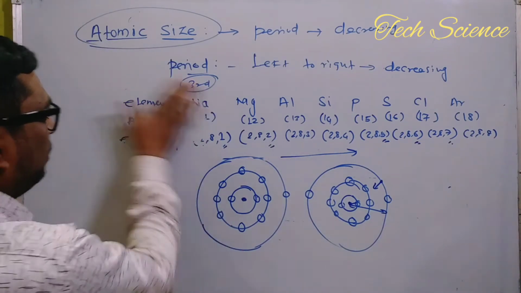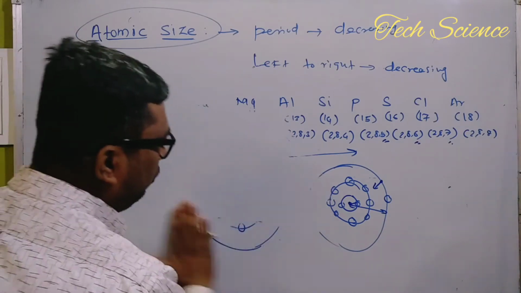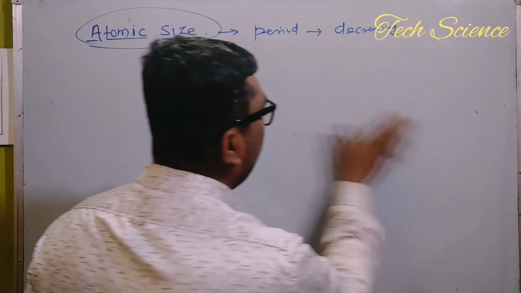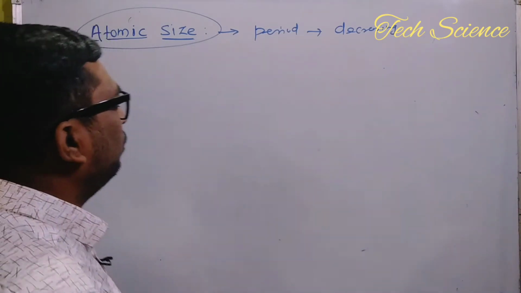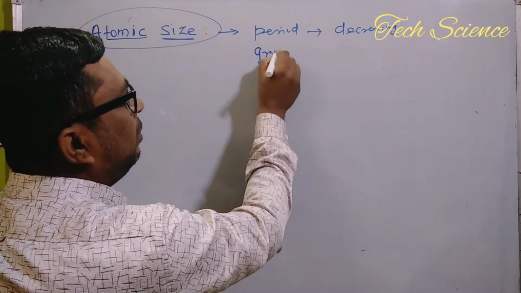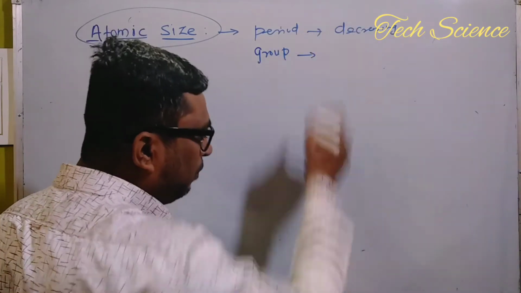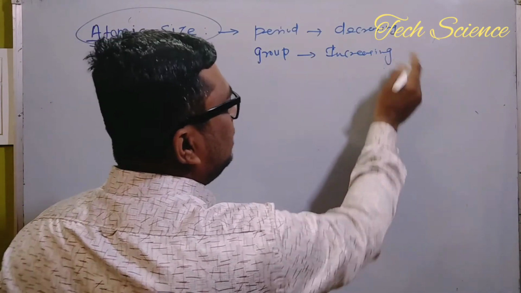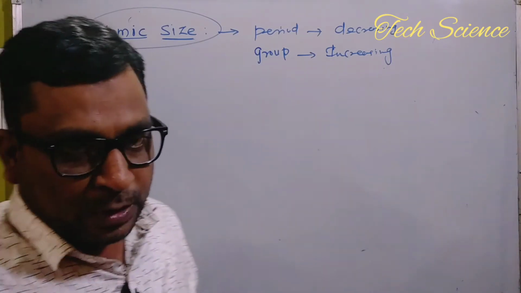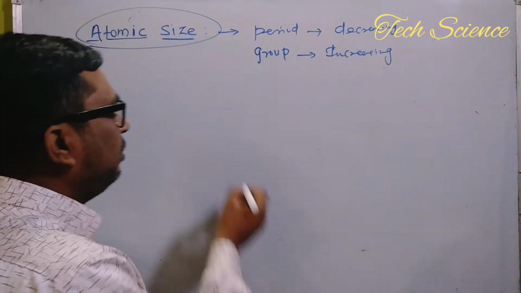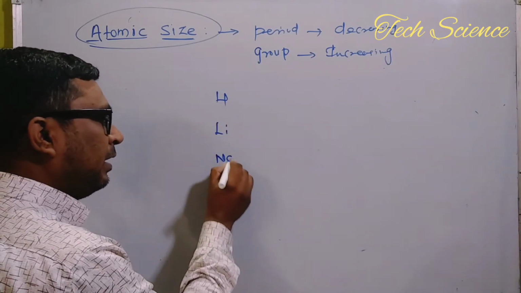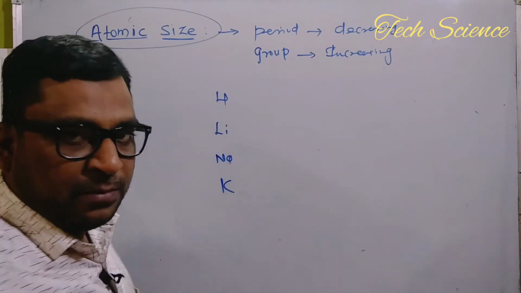What about the groups? Observe. Now in a group, the atomic size goes on increasing when you are moving from top to bottom. Just now I told you, in a group, when you are moving from top to bottom, the atomic size goes on increasing. For the reason, you can consider any group number. For example, group number 1. In group number 1, we have elements like hydrogen, lithium, sodium, potassium, etc. A number of elements are there.